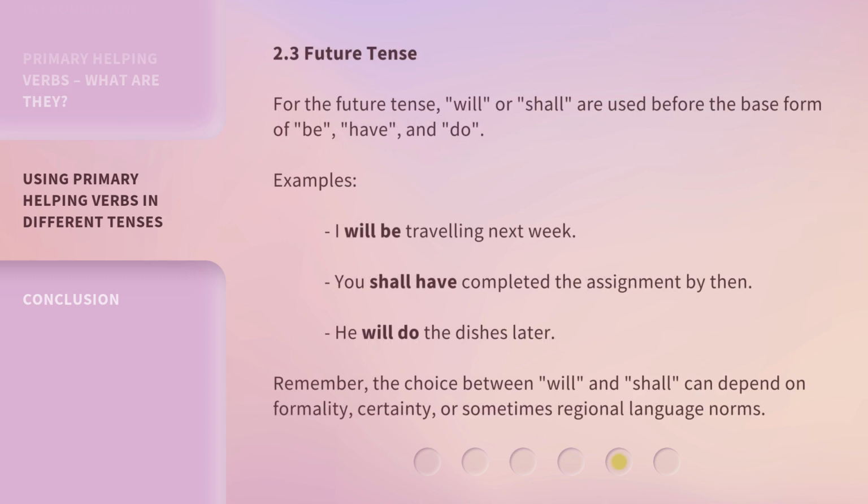2.3 Future tense. For the future tense, will or shall are used before the base form of be, have, and do. Examples: I will be traveling next week. You shall have completed the assignment by then. He will do the dishes later. Remember, the choice between will and shall can depend on formality, certainty, or sometimes regional language norms.